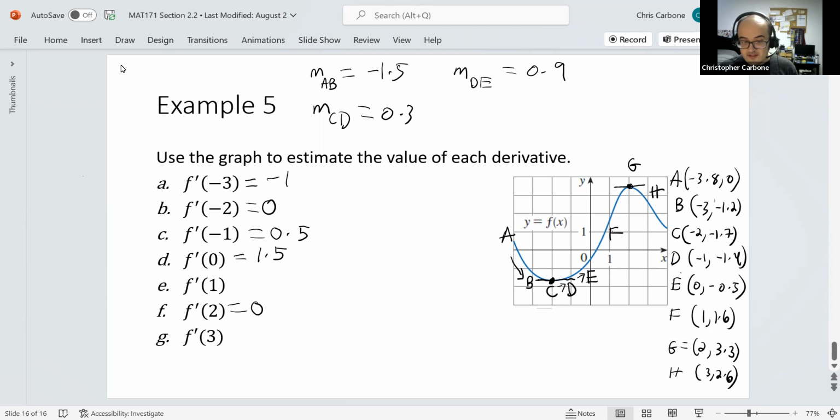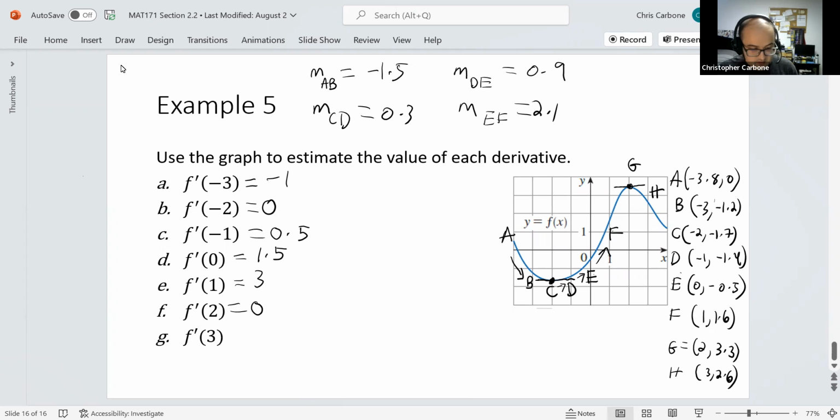For f prime of 1, this would be between E and F. The slope involving these 2 points gives us an answer of about 2.1. As we can see, that's increasing, getting a lot steeper. So as we approach that value, this slope would be about 3. Again, we have the slope at 2 already, because that's 0 due to the tangent line.